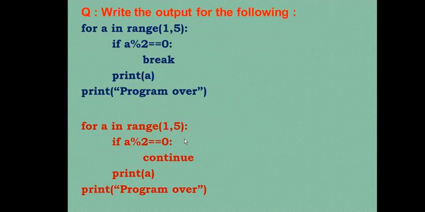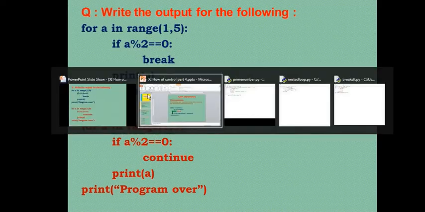Let us see these with an example here. See the first one. For a in range 1, 5, if a mod 2 equal to 0, break. Otherwise, print a. And this print program over statement is outside the loop. Let us see the output of this.